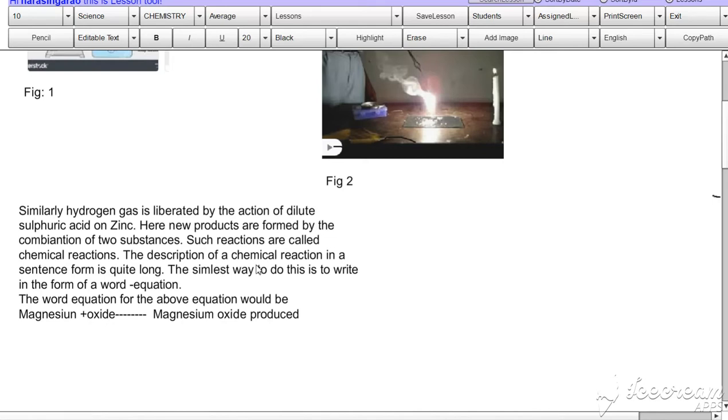Describing a chemical reaction in sentence form is quite long. I have to write magnesium plus oxygen gives magnesium oxide. This can be written in a very simple, short way. For that you need to know the chemical symbol for writing each element.